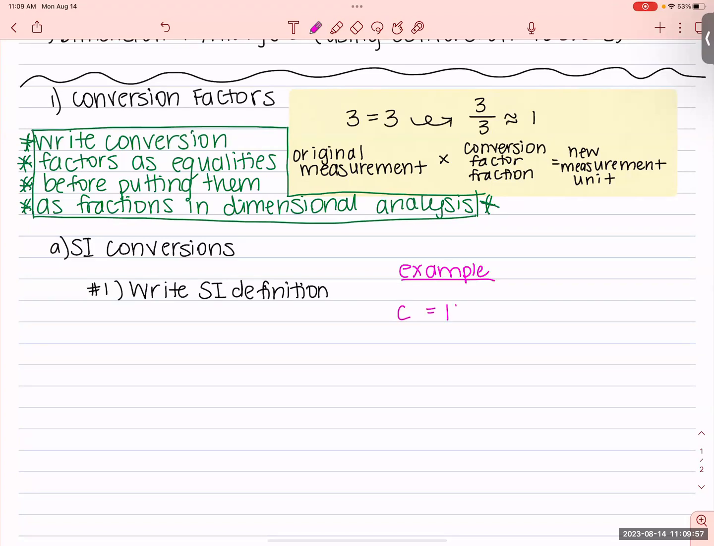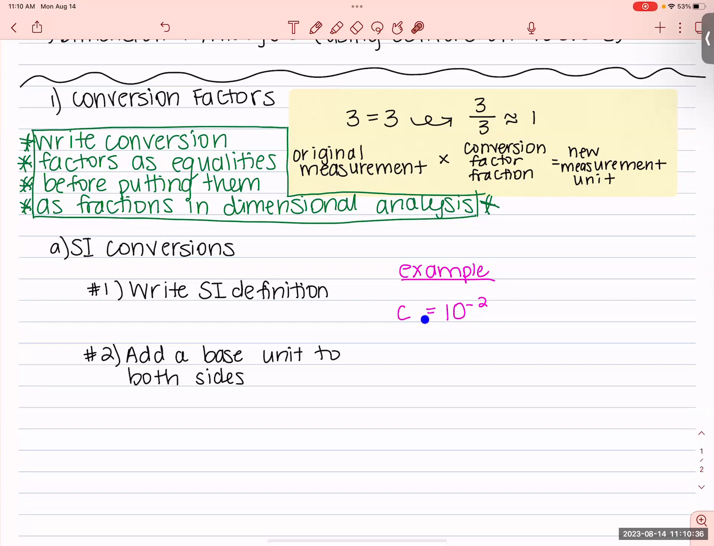Centi means 10 to the negative 2, for example. So I'm just writing the definition. The next step is to add a base unit to both sides. Because we have an equality now, it is true that centi is equal to 10 to the negative 2. These two things are equal to each other. So we're checking along the way to make sure that our equality is true before we go any further.